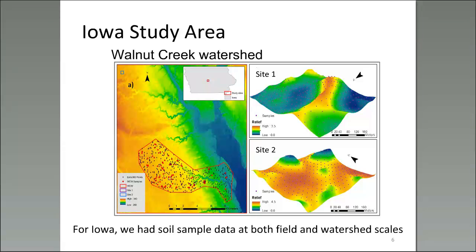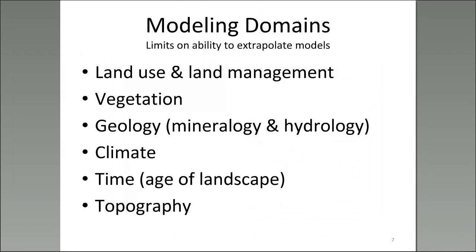In Iowa, I had some data where we had sampled both at field scale and also at watershed scale. So with the Iowa data, we could test different approaches for being able to scale up our topographic models. So that's why I went to Iowa to do some tests, and then we also used that approach in Maryland.